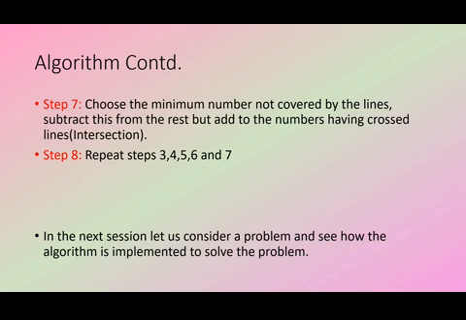Then, wherever we had an allocation from the original problem, we take the cost and add it up, and that will give us the total assignment cost, which will be minimum. Fine. This is how the assignment problem is solved. In the next session, let us consider a problem and see how this particular algorithm is implemented to solve the problem. Hope you have understood the algorithm.